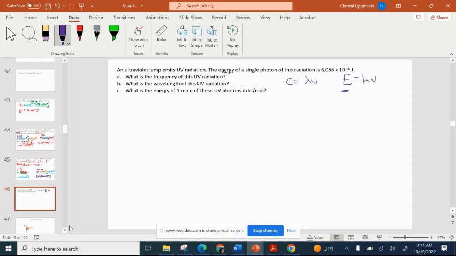Okay. Now, we're solving for frequency. So how are we going to get this guy by itself? Divide what? By what? What am I going to divide here? Right. Energy divided by H. Okay. So frequency is going to equal my energy over Planck's constant. So let's solve for that real quick. 6.056 times 10 to the -16 joules. And that is going to be Planck's constant.